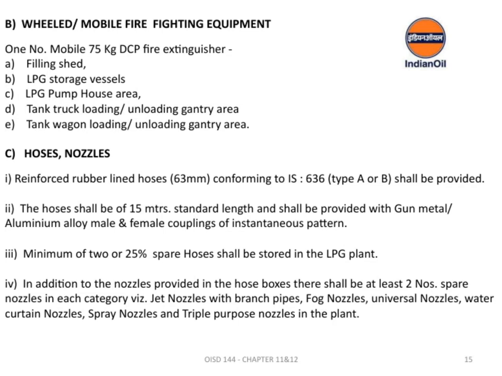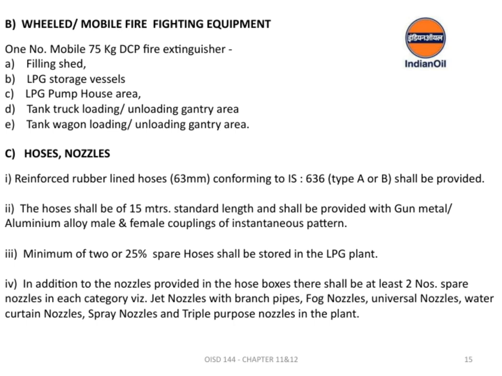Now, let's talk about the hoses and nozzles as outlined in OISD 144, Chapters 11 and 12. First, we need to ensure that the hoses used are reinforced rubber-lined hoses with a diameter of 63 millimeters, conforming to IS 636. Either type A or B, these hoses should be standard 15-meter lengths and equipped with gunmetal or aluminium alloy male and female couplings of the instantaneous pattern for quick and secure connection.